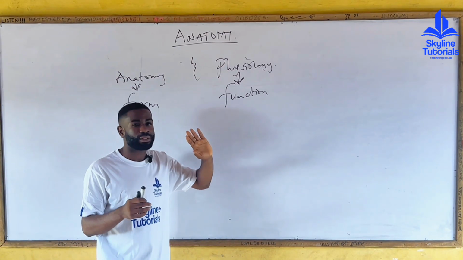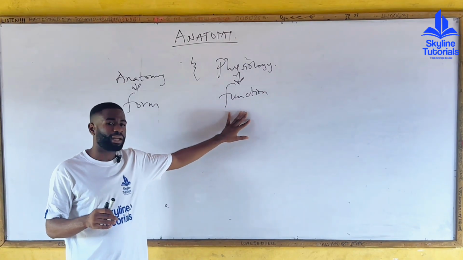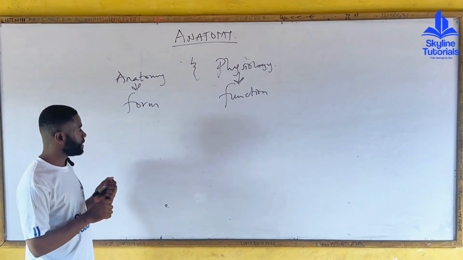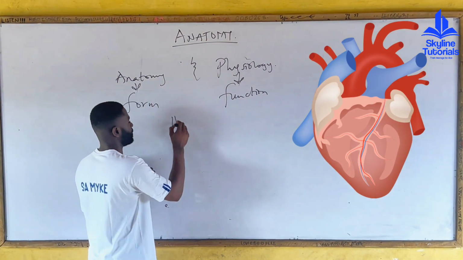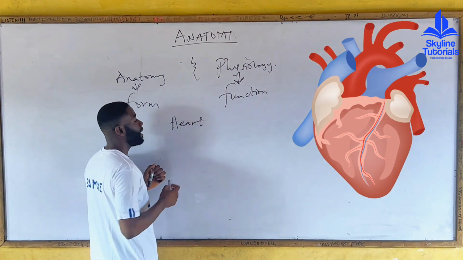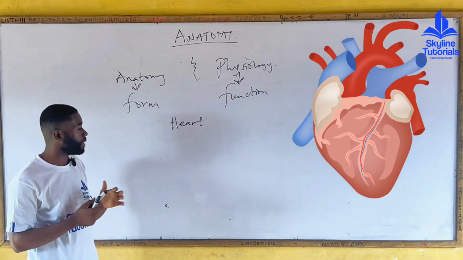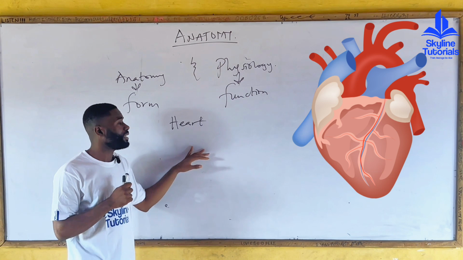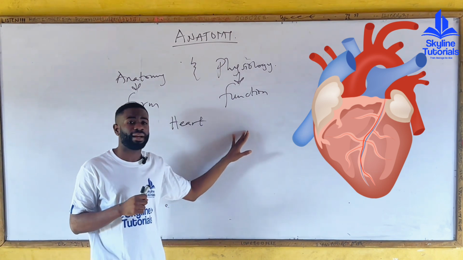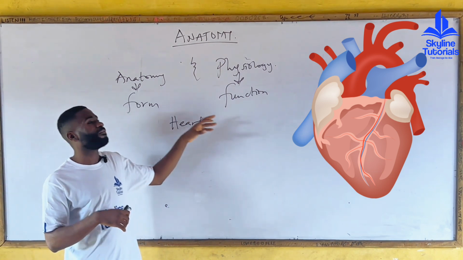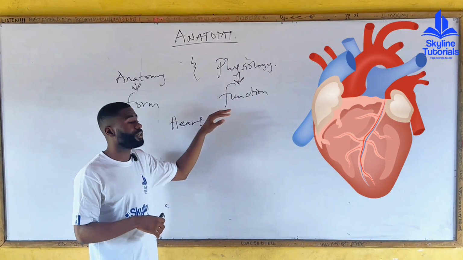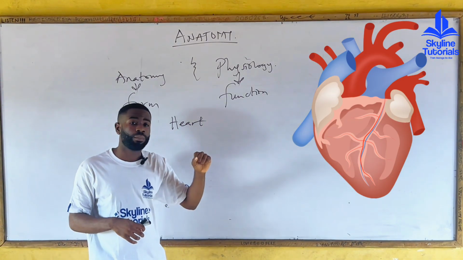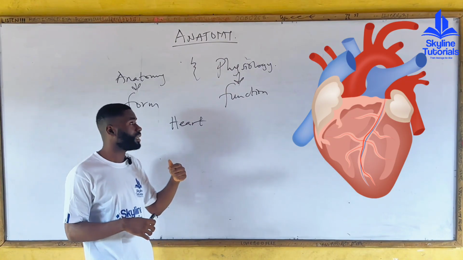That's what physiological mechanism entails. So let's give an instance. I have the heart, for example. The heart has a layer called the myocardium. The myocardium is seen as the muscular layer of the heart. The essence of the heart being muscular in nature is because of its function, because of its role. The major or primary role of the heart is to pump blood for circulation within the body.